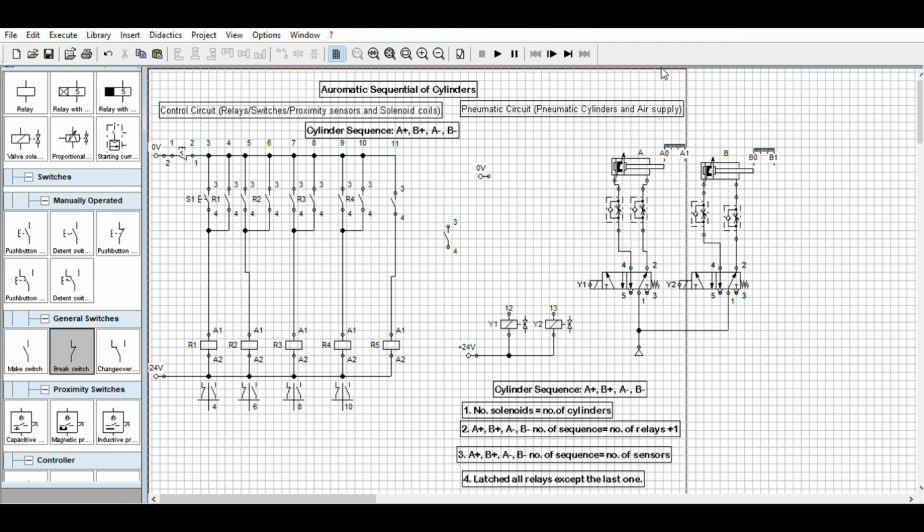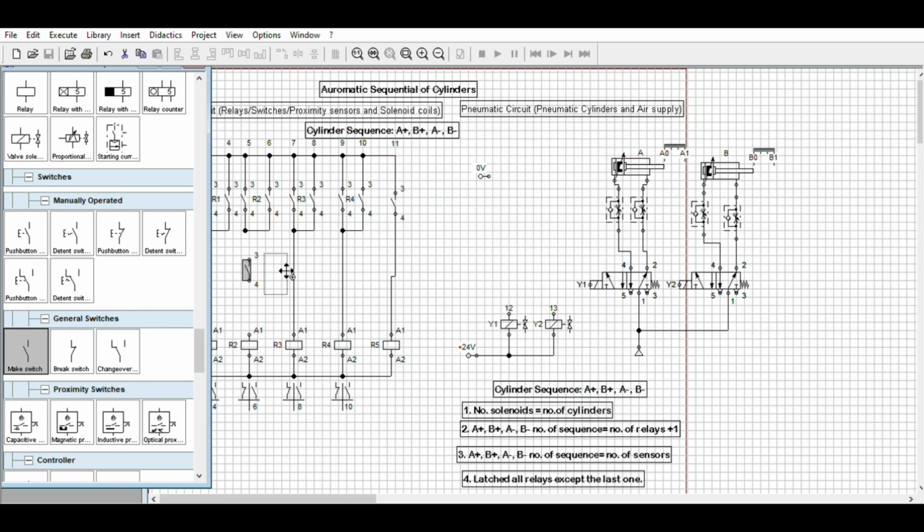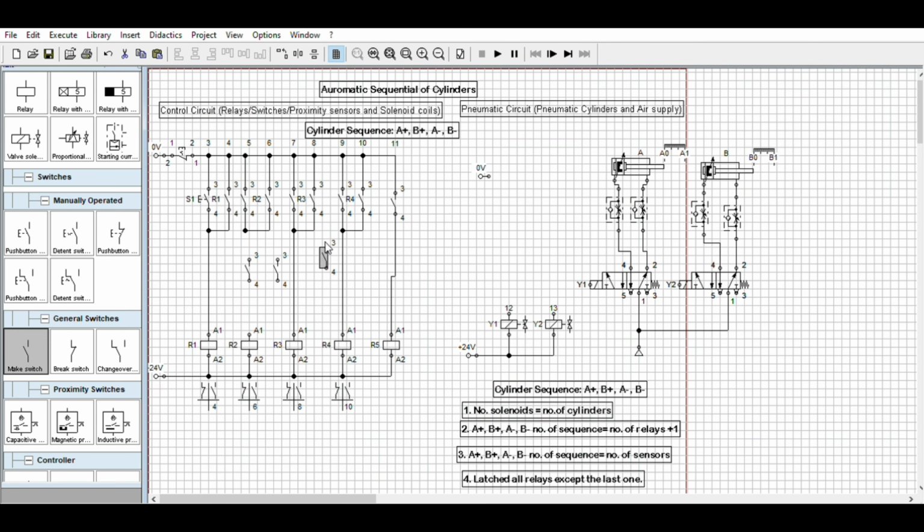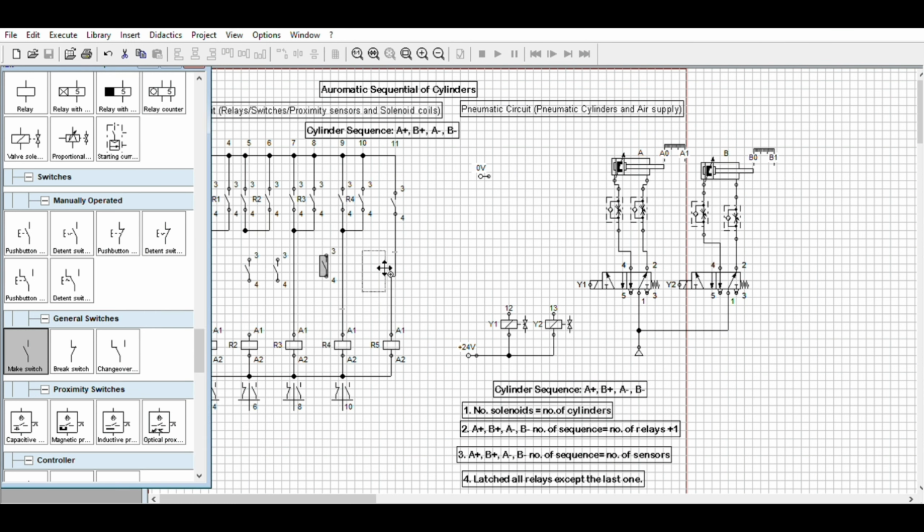sequential, automatic sequential, A plus, B plus, A minus, B minus. Okay, we will add the role of sequential using contacts of normally open relay. The sequential role using the normally open contact is this one. If you remember the sequential operation of relays, we have that circuit.